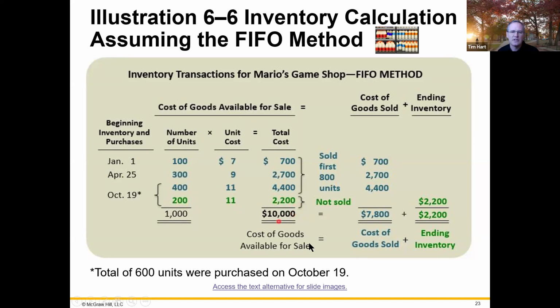Okay. So the cost of goods available for sale is still that $10,000. And the cost of goods that we actually sold, according to the FIFO method, is $700 here, $2,700 here, and $4,400 here for $7,800 of cost of goods sold. And our ending inventory, or the cost of goods not yet sold, the inverse of cost of goods sold, is $2,200. Okay, so that's according to the FIFO method.